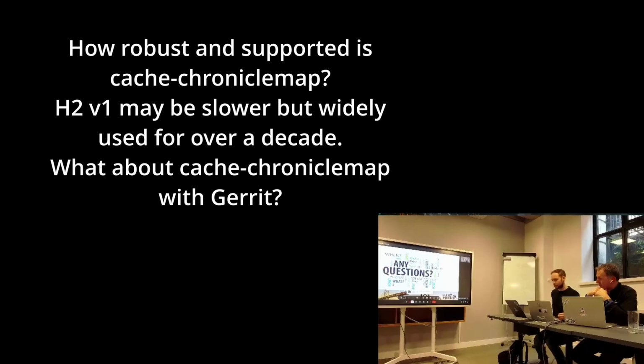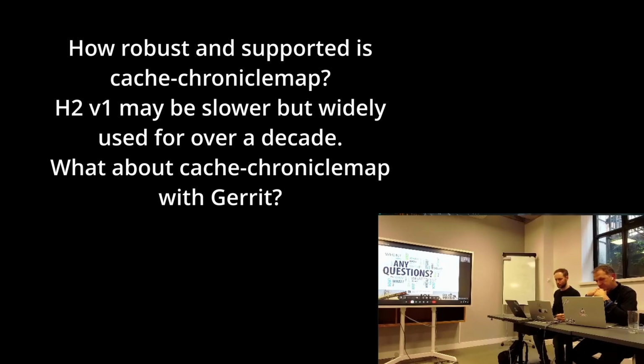Well, first of all, a disclaimer: we've been using Cache Chronicle Map in GerritHub.io for many years at the moment, and we're really extremely, I would say, happy. And plenty of our customers as well, I would say. Absolutely, and so we're really happy with the results. And I think the demo should have given you a hint as to why we are happy with it.